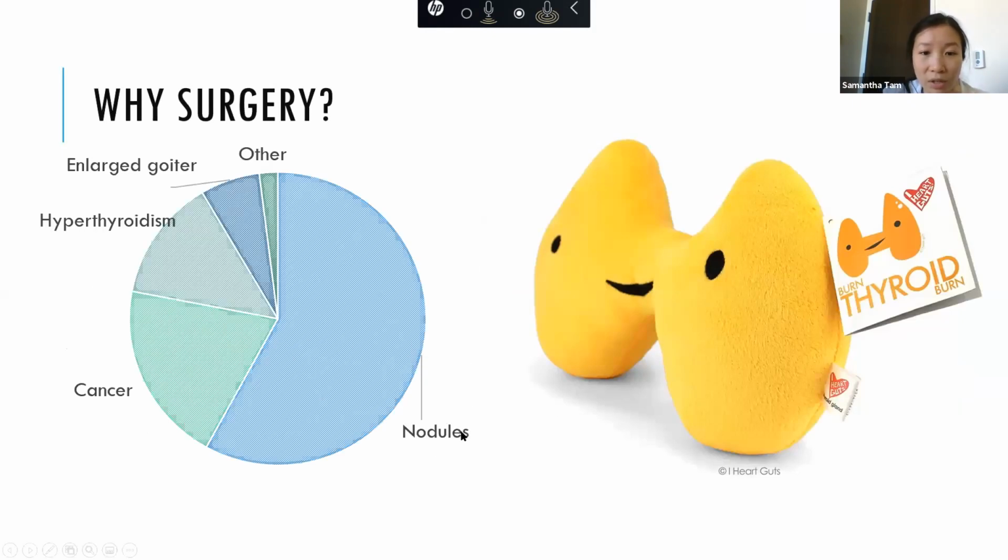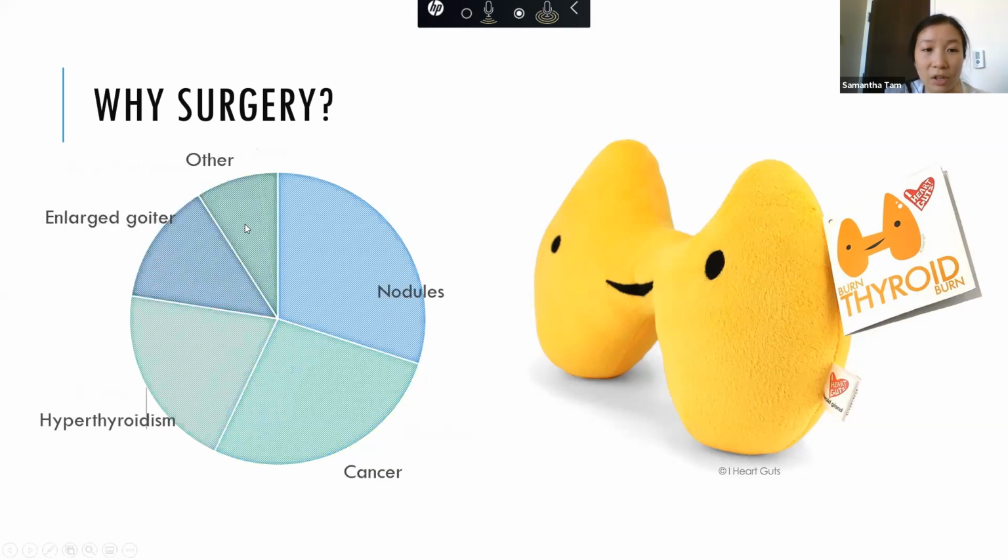And with all these efforts, we're hoping that this pie chart will eventually change with time. And so these unknown nodules that we're taking out of the thyroid with surgery will decrease, and we'll have more of these patients that are getting treated for reasons like cancer, hyperthyroidism, and enlarged goiter, and a smaller amount that we're treating for these nodules that we just need to figure out if they're cancer or not. So that's kind of the general trend about where surgery is going.